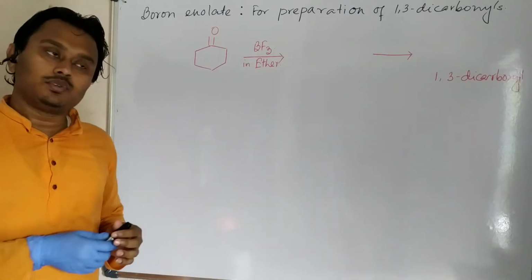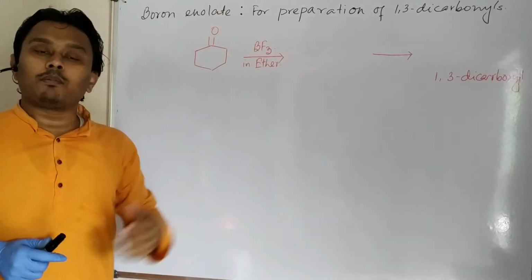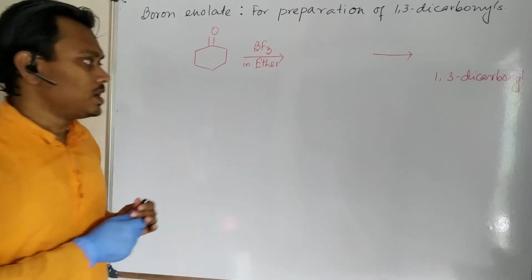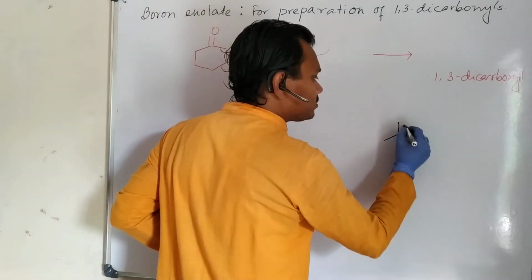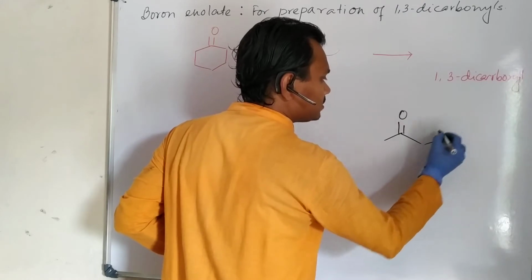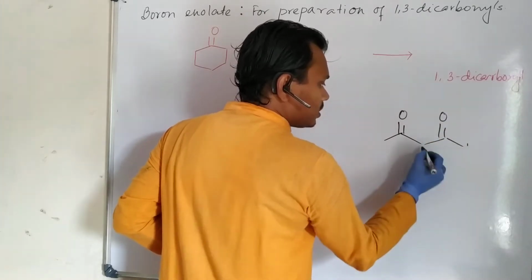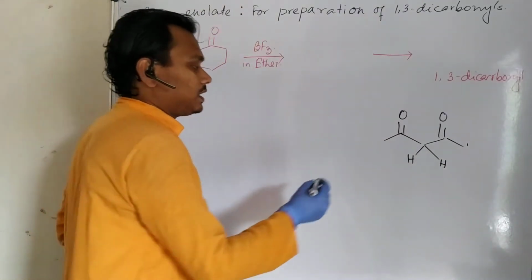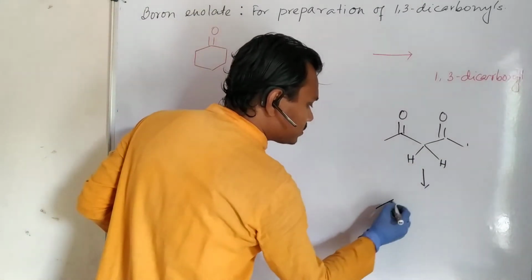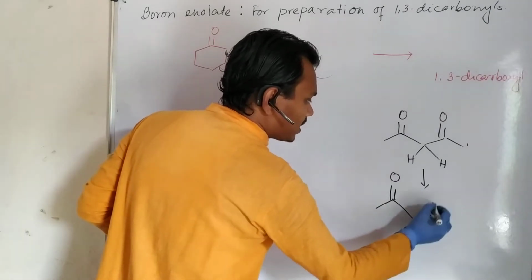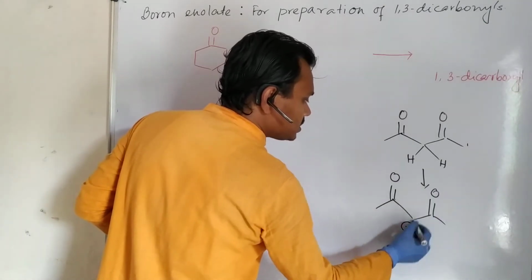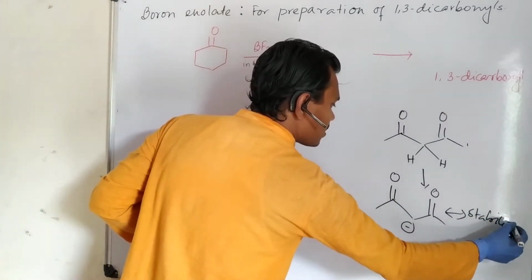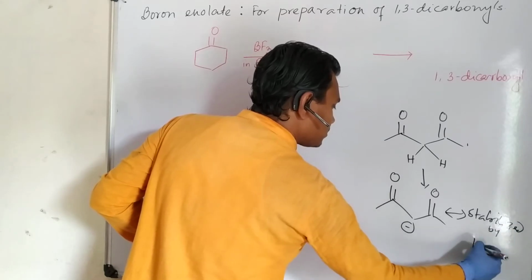So first of all, let me give you a brief introduction about 1,3-dicarbonyl compounds. Why is this important? Why should we learn this boron enolate? If you look at this molecule, this 1,3-dicarbonyl looks like this. They have 2 protons, and their acidity is significantly high enough that they could be deprotonated to prepare the corresponding carbanion, which is resonance stabilized. So this is stabilized by resonance.